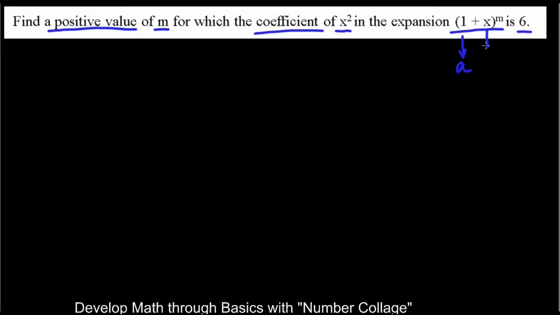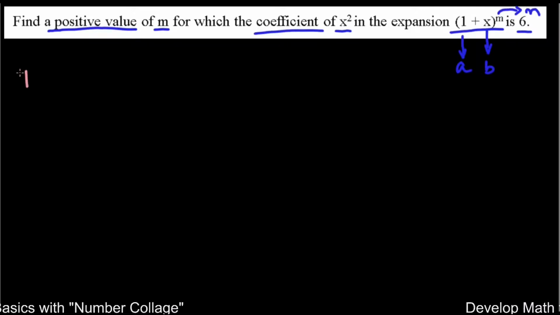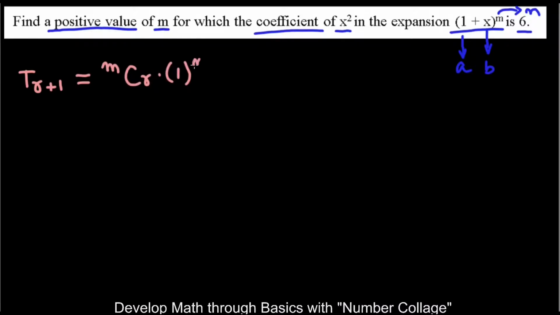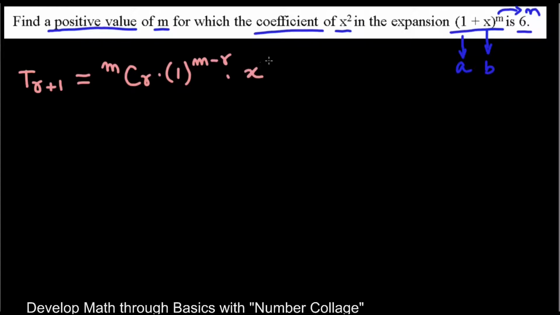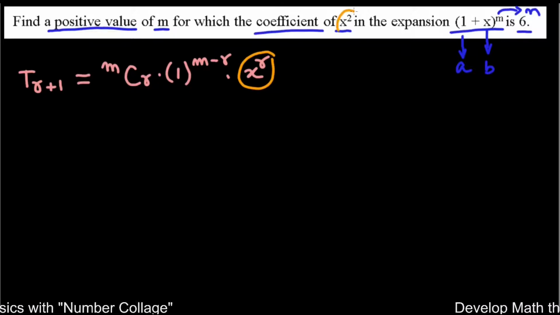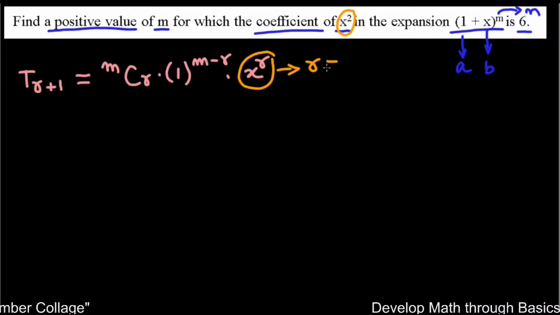In the next problem, we have to find a positive value of m for which the coefficient of x square in the expansion (1 plus x) raised to m is 6. In this binomial, 1 is a, x is b, and m is n. The general term will be T(r plus 1) equals m C r into 1 raised to m minus r into x raised to r. Comparing x raised to r with x square, we get r equals 2.